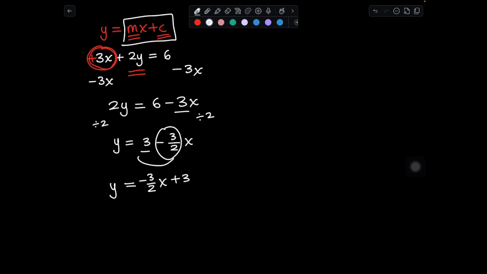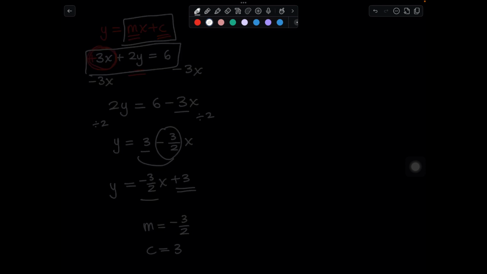So you can see how our gradient is -3 over 2, and our y-intercept is 3. And using that information, you should be able to sketch this really easily now. Okay, so if you ever come across an equation that looks like this, don't stress, just rearrange it and get the y by itself. Now, it's really important to also be able to figure out what the x-intercept is as well. And I'll explain to you what the x-intercept is.